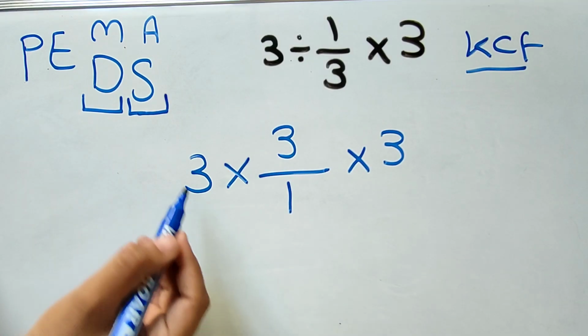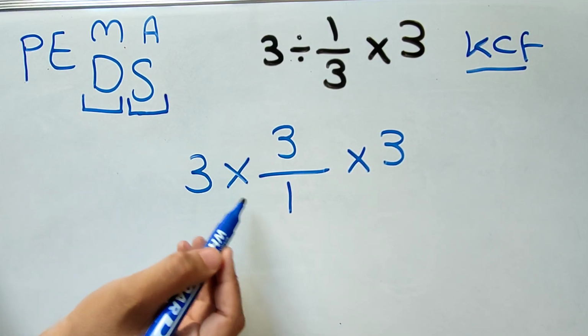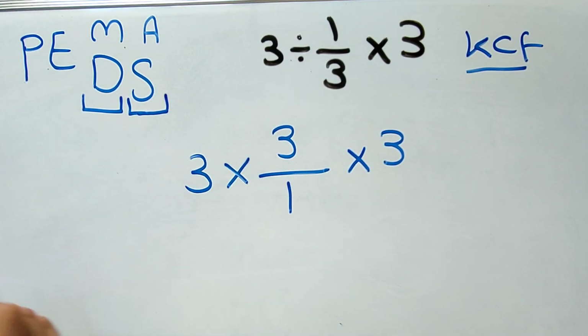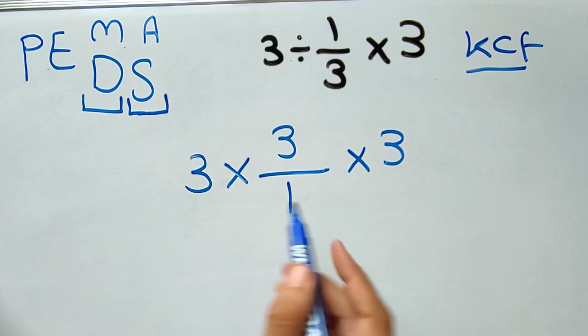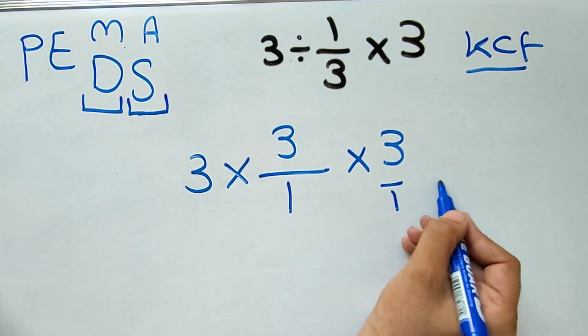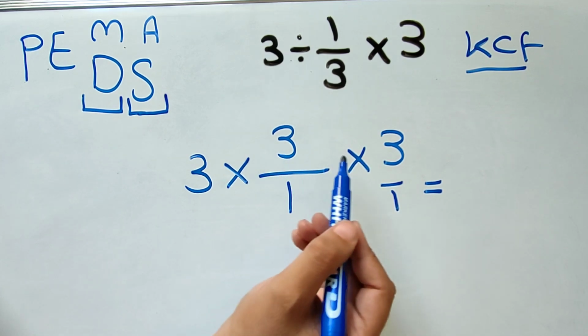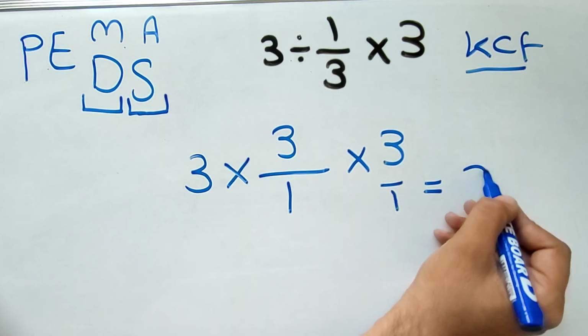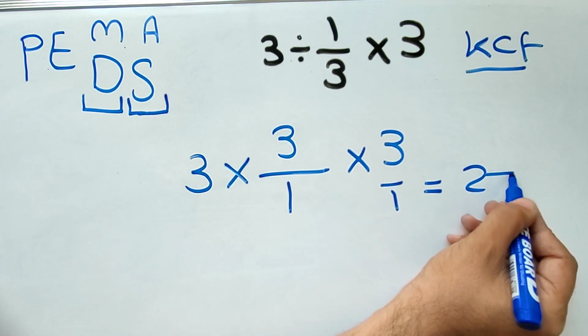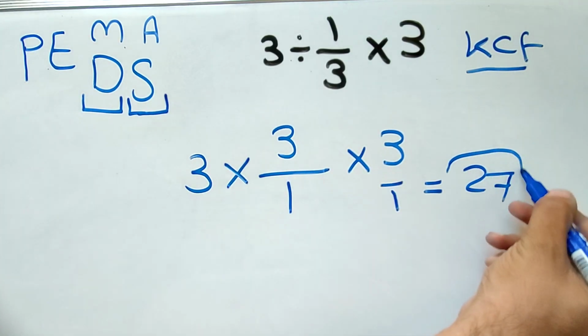As we know, when we have more than one multiplication in one expression, we have to solve from left to right. Now, we have 3 times 3 times 3. That gives us 27. The final answer is 27.